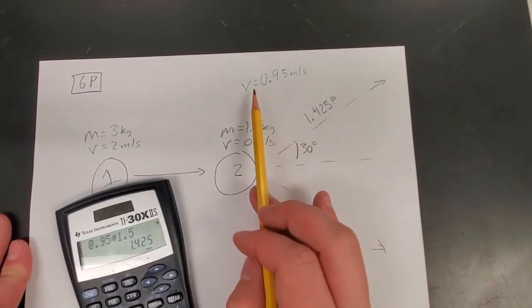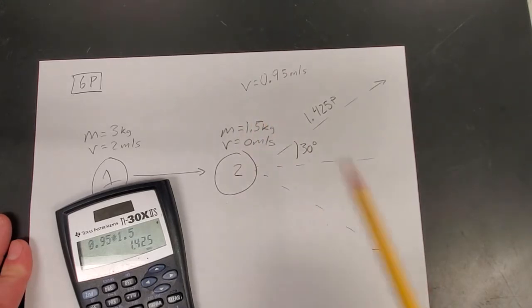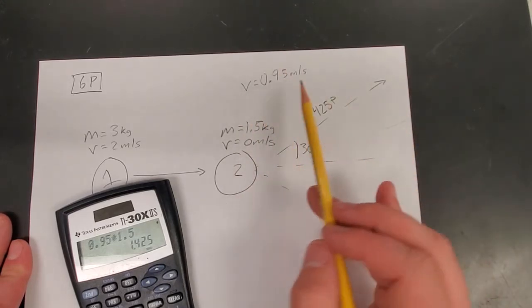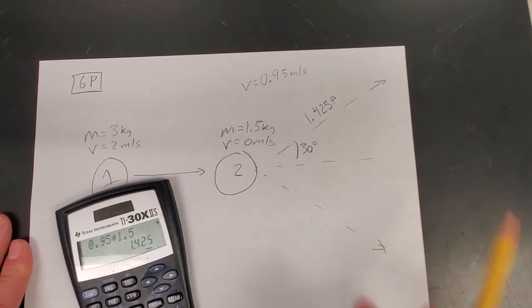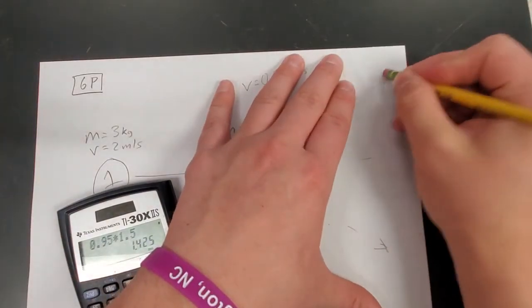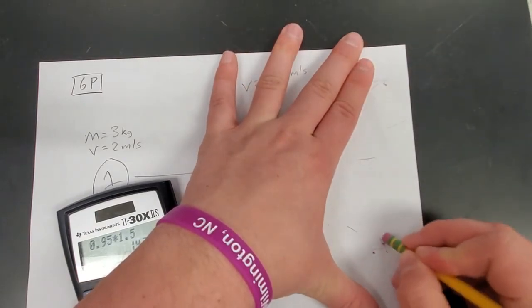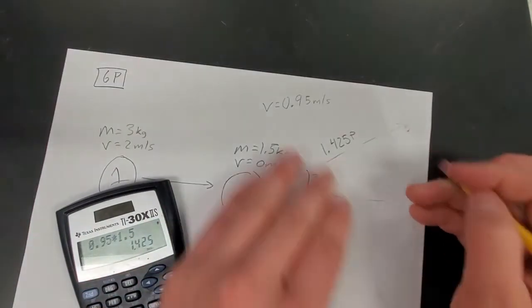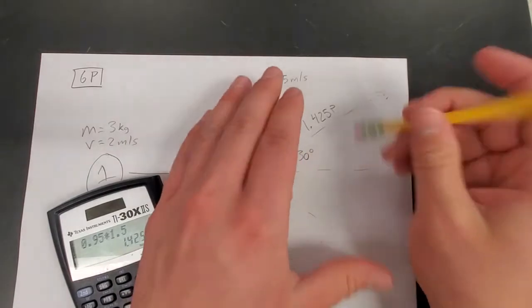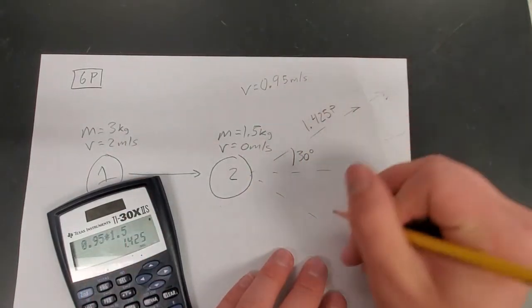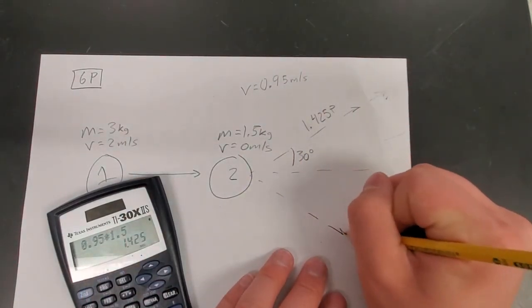Remember, the velocity is within this angle, so we don't have to worry about sine or cosine with the velocity. We only have to worry about it coming up. So I'm going to shorten these so I can show it better. All right. So then, there we go.